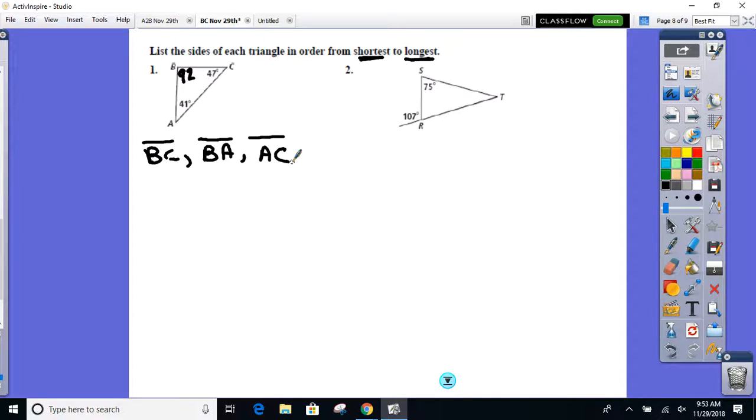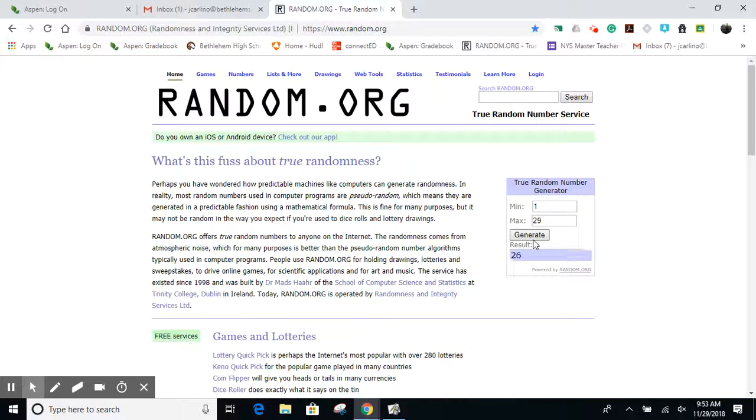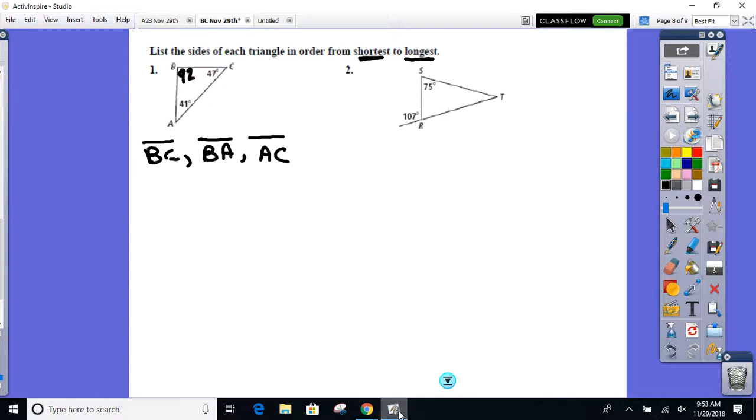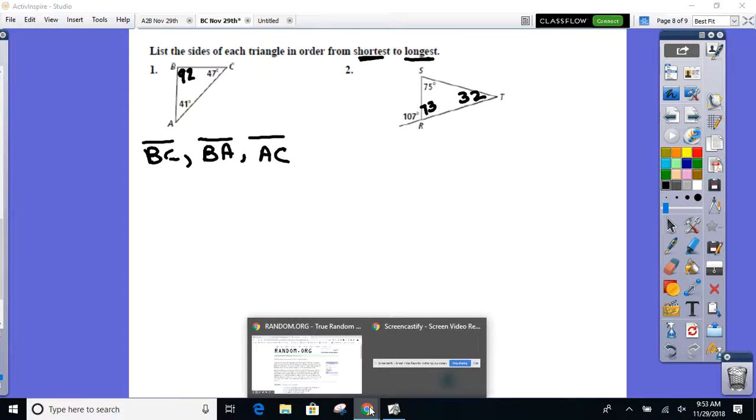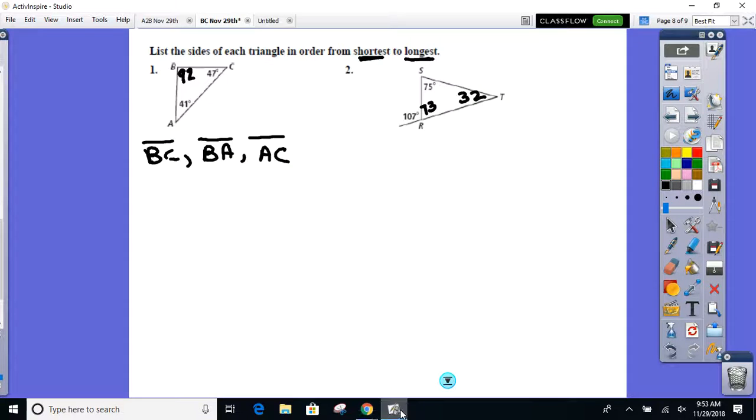And how about number 2? What are my missing angles for number 2? 26. What are my missing angles? 73, 32. Nice job. All right, somebody give me the smallest side now. Smallest side, what do you got? 28, smallest side? SR. Followed by ST, and the largest side across from 75, RT.